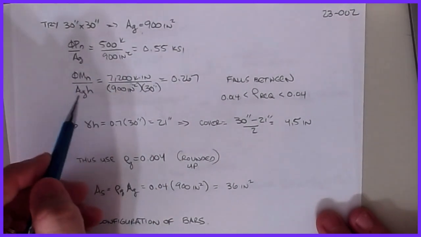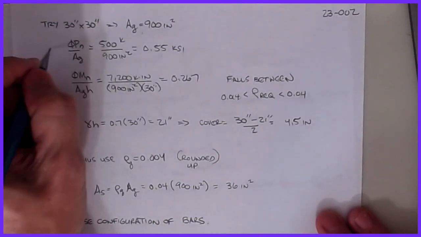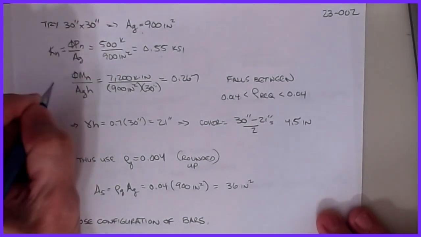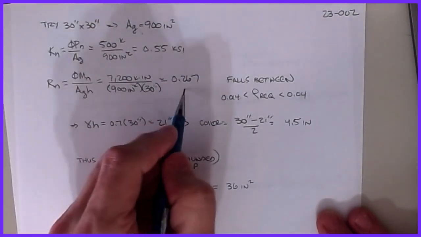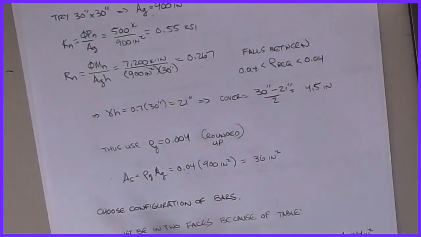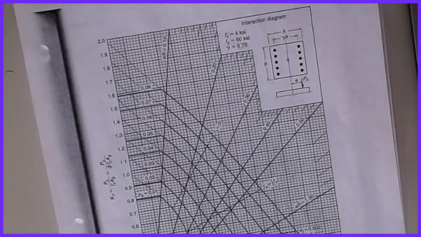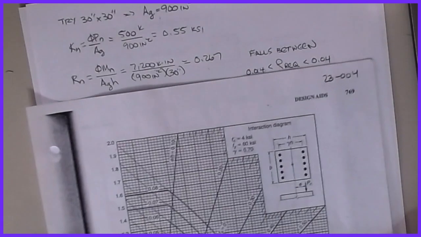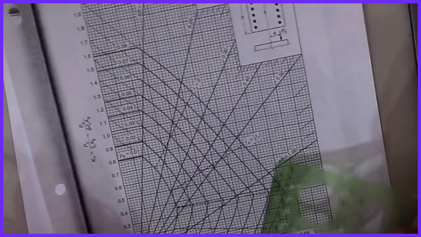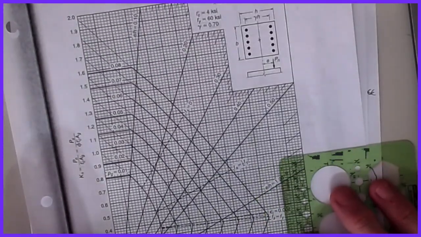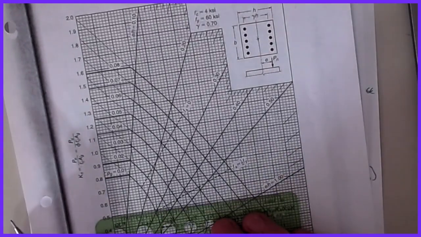Okay, and then my Fmn, again, this is Kn, and this is Rn, is now 0.267. So what happens when I do that? We're going to pick up our values of 0.55 and 0.267.